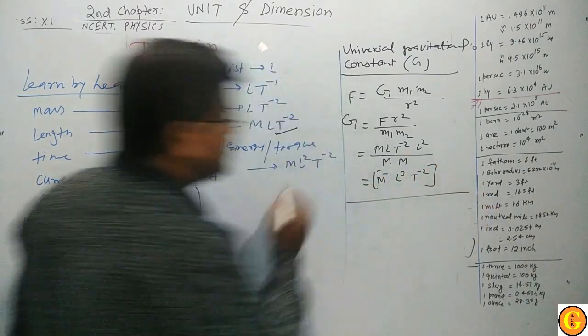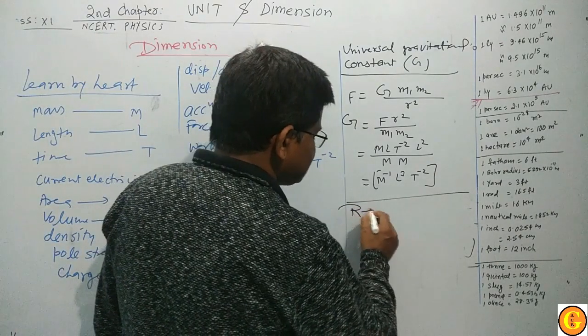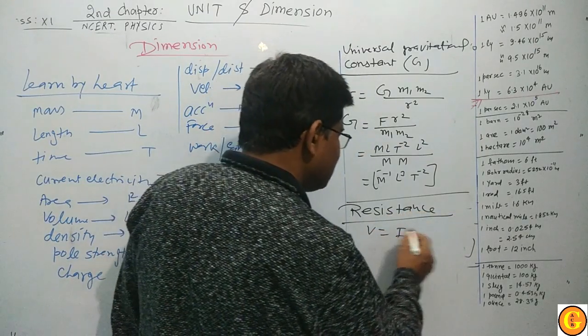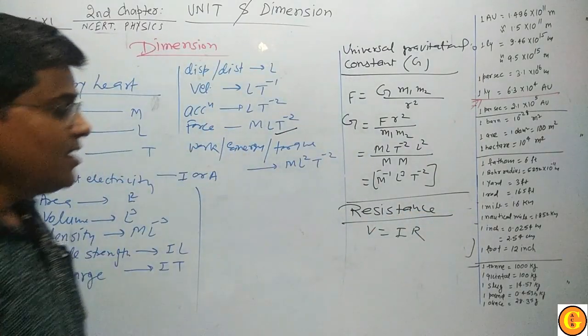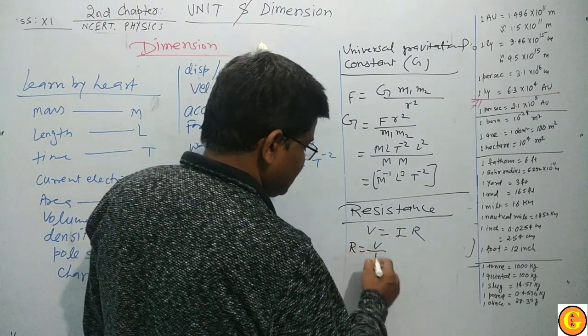You can easily find the value of capital T. You may find the dimension of resistance. Resistance is given by V equal to IR, so R is equal to V by I.